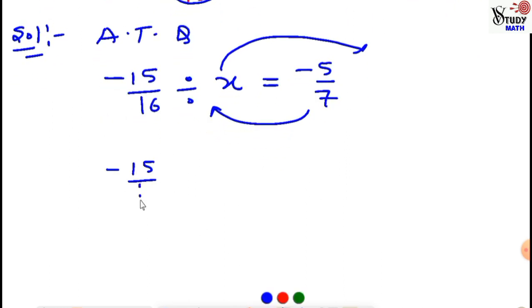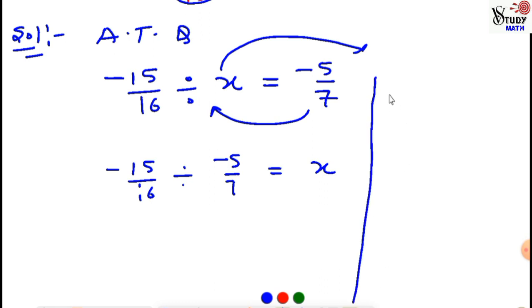Negative 15 by 16 divided by negative 5 by 7 is equal to x. You can understand this in another way also. Negative 15 by 16: now apply the multiply sign in place of divide, and write the reciprocal of negative 5 by 7. So now we have to find the value of x.